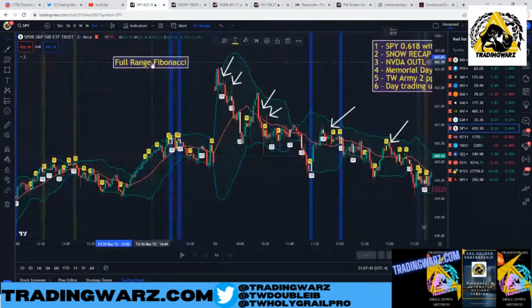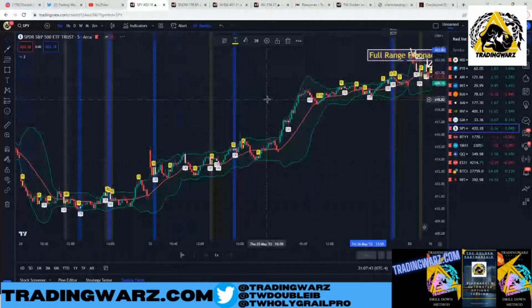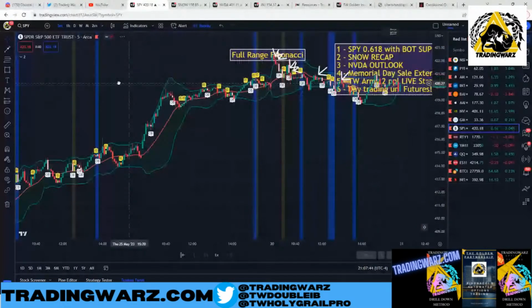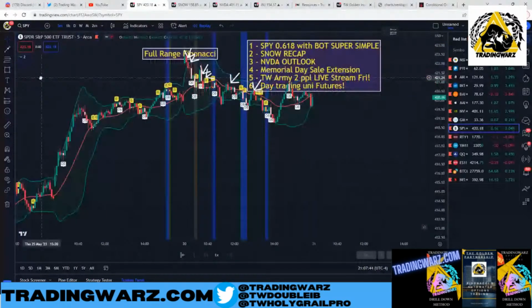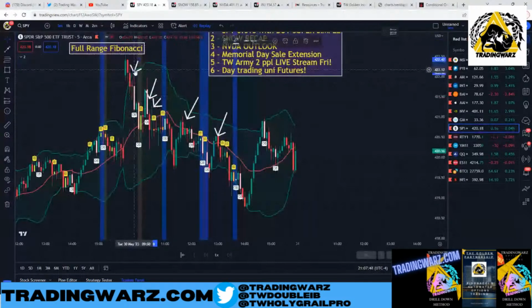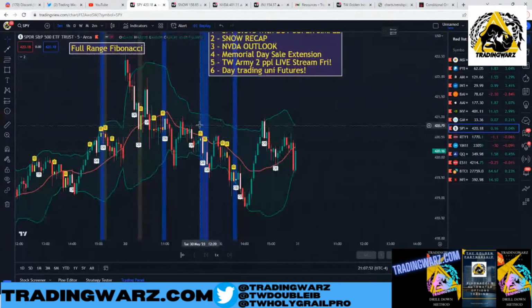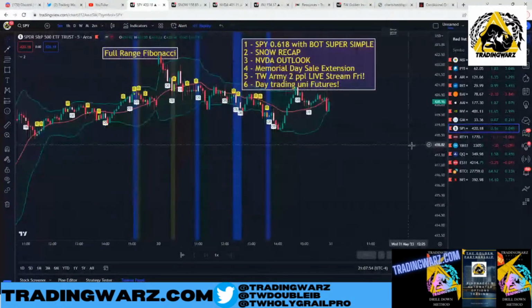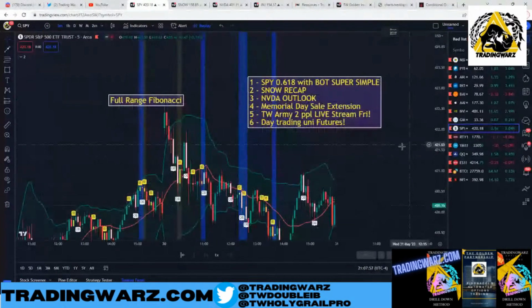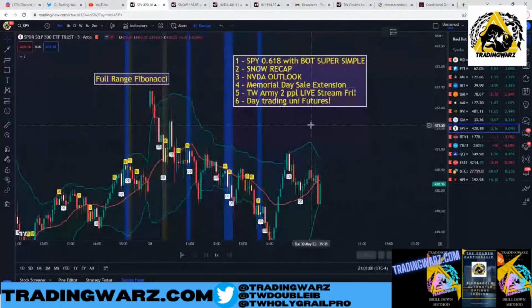Full range is when you allow the range of the day to develop, and then you use the direction of the given day, and that direction is the direction you play. So if it's going to the downside, you're going to go bearish with the 618. If it's going to the upside, you're going to go bullish with the 618. All right. And now I'm going to show you an example of a long.